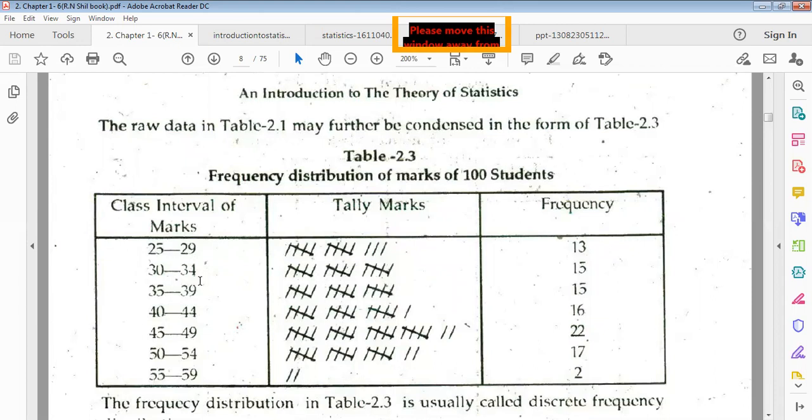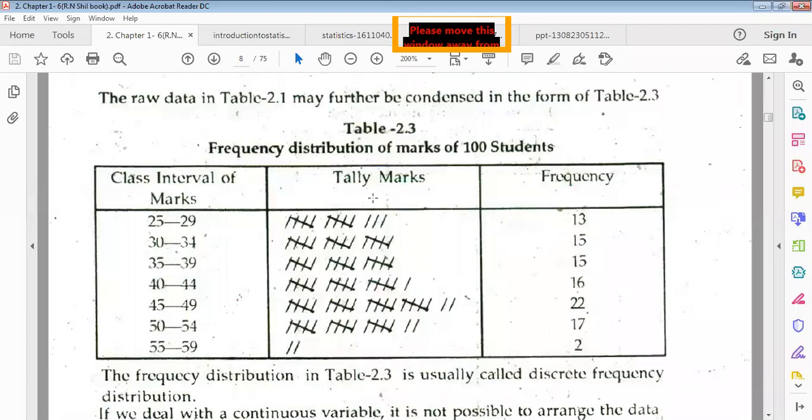Suppose we have made a class interval, 25 to 29. How many students got these marks? After making tally, you can compute the frequency. 13 students got marks 25 to 29. 30 to 34, how many students got? 15 students. Marks 35 to 39, 15 students got. And 45 to 49, how many students got? 22. In this way, we make tally in the second column and the total number of bars represents frequency. So this is the continuous table.